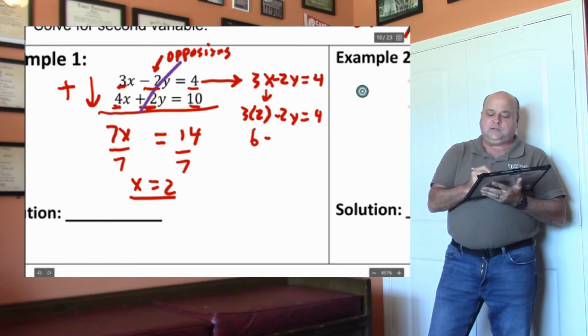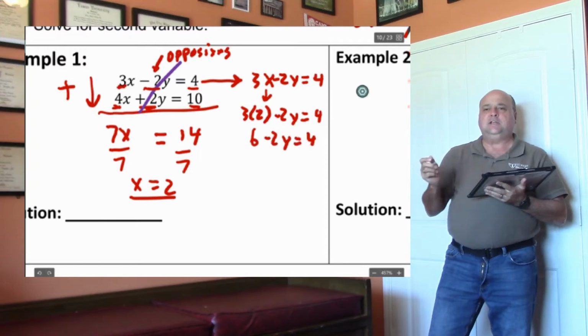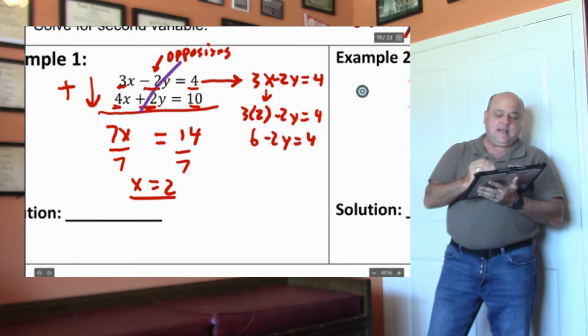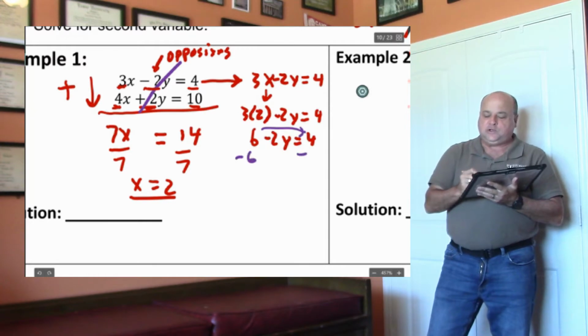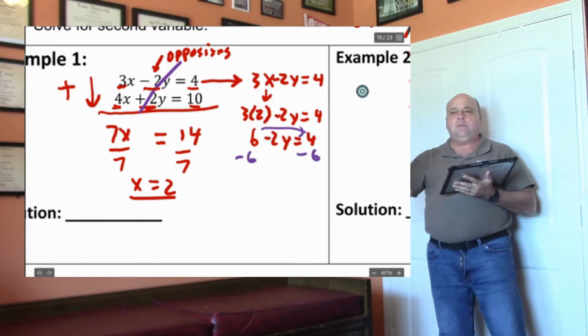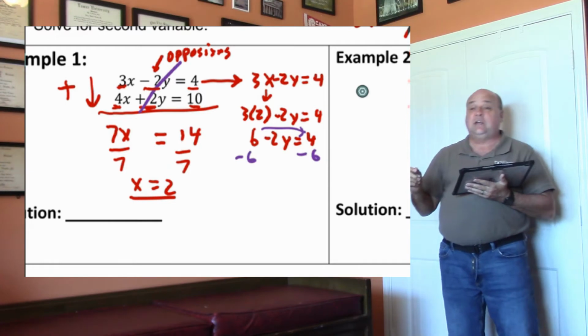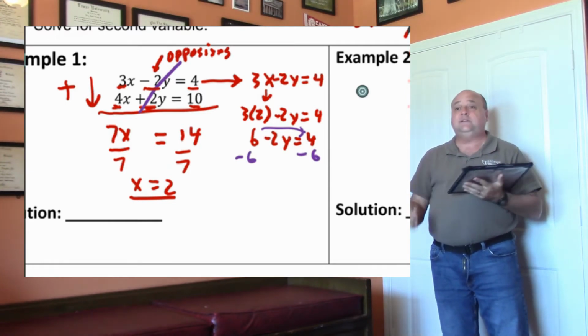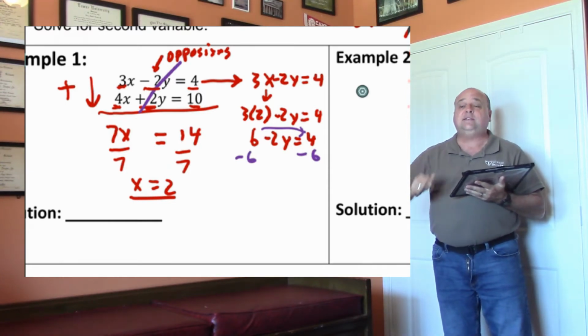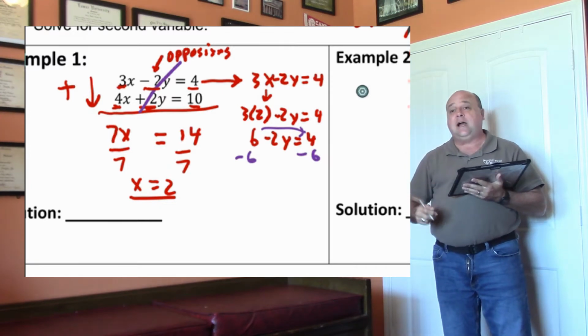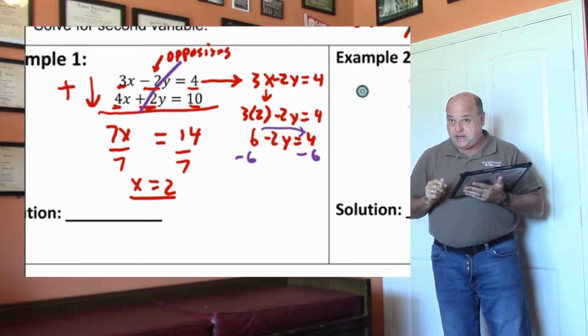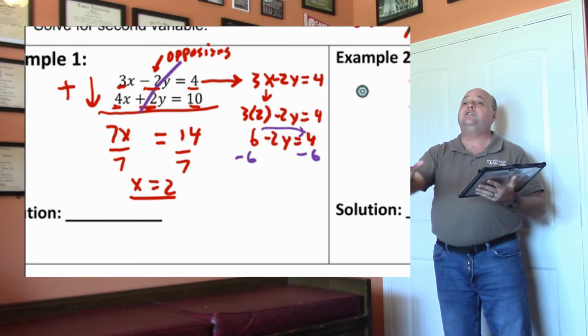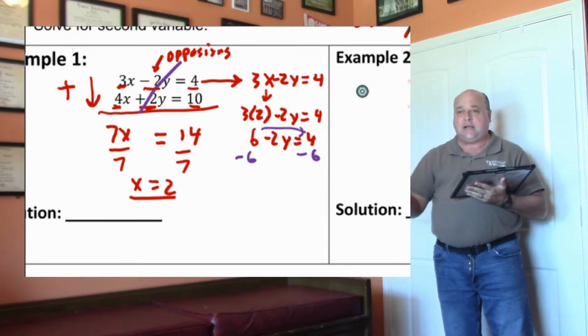3 times 2 is 6. 6 minus 2y equals 4. Then I'm going to take that 6 and move it across, so I'm going to subtract 6. You've got to be good at integers to do this. This is tough. If you cannot do 4 minus 6 in your brain and know that's -2, you're going to have to use a calculator, and this is going to take a long time. Just be patient with it and take the time to use a calculator.